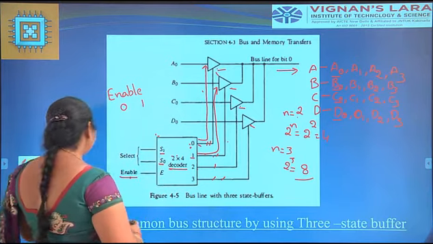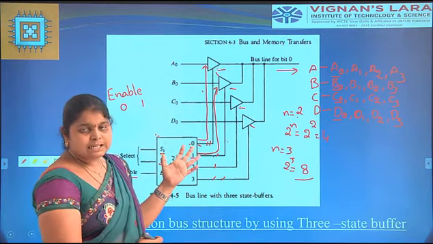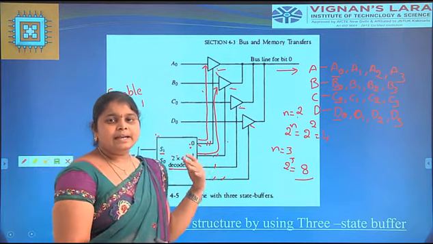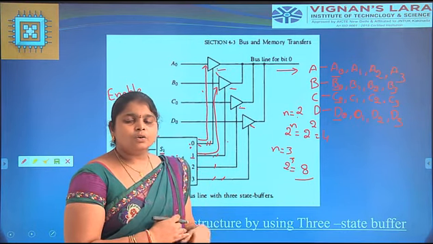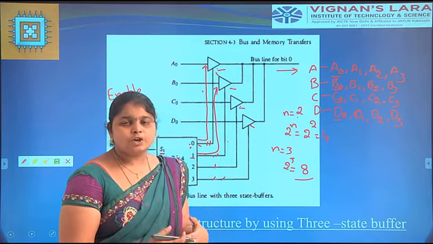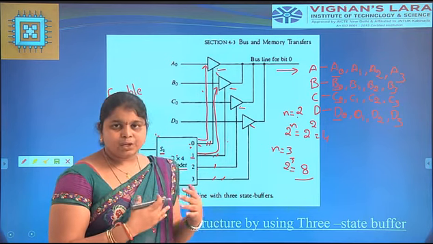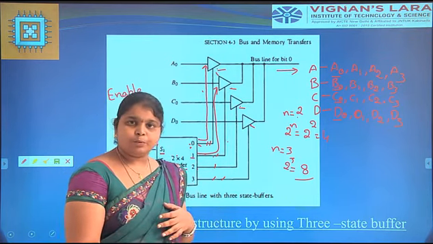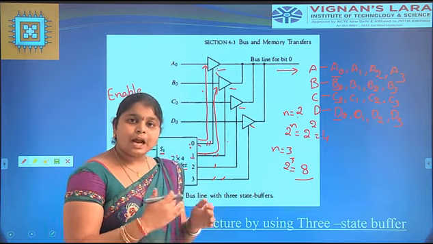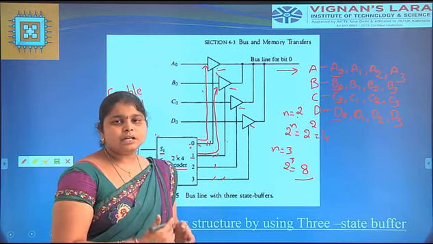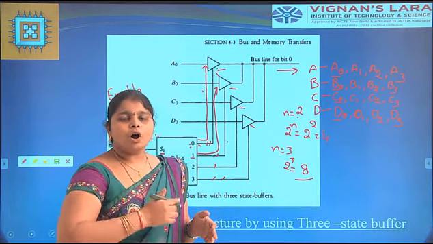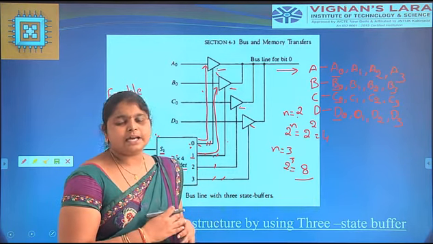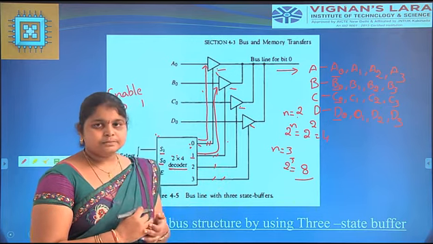Already we saw in the last diagram the symbolic representation of the 3-state buffer. High impedance means it does not go to any output, 0 or 1. Whenever the control input is 1, the resultant output will be the same as the input. Whenever the control input is 0, the resultant output will be high impedance. It does not give any output or any information. It is disconnected from the circuit.